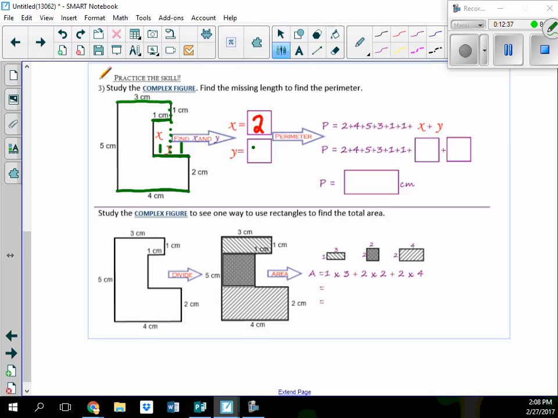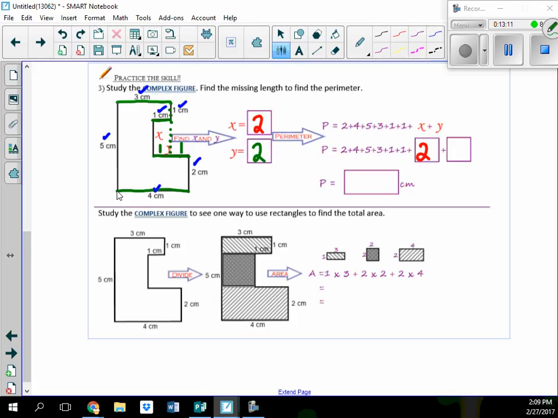All right, here's our number sentence again. I'm going to fill this in. Let's check off all of our sides as we do this. It's going to be 2 plus 4 plus 5 plus 3 plus 1 plus 1 plus x and y, which we know those are 2 and 3. Oh, 2 and 2, I'm sorry. I love it when you guys pay attention that carefully.